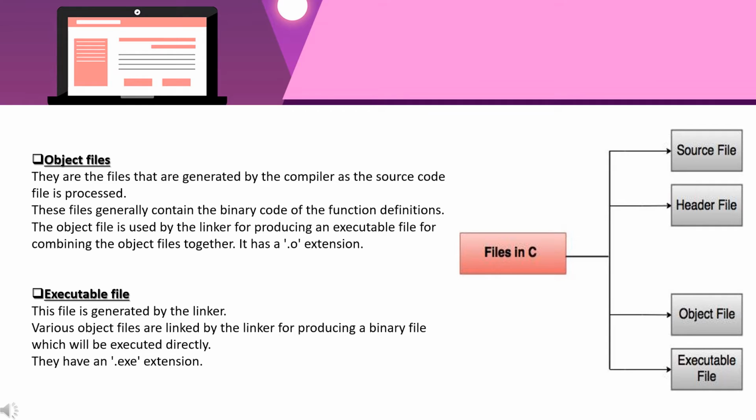And the last one is the executable file. This file is generated by the linker. Various object files are linked by the linker for producing a binary file which can be executed directly. They have an .exe extension.